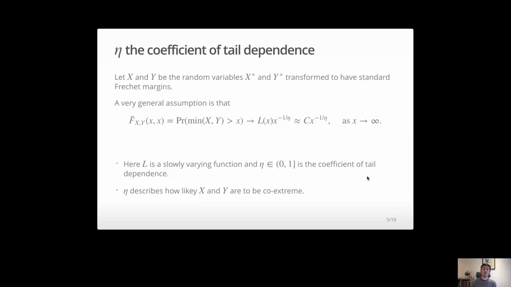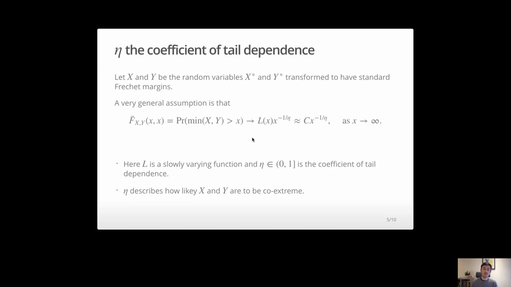So what we're going to do is construct a measure eta that is going to describe our dependence between two random variables at extreme levels. And we're going to be considering those on our standard Frechet margins. So here we're assuming x and y are both Frechet, where we've obtained these from our original sequences, which I'll call x star and y star. A very general assumption on these transformed random variables is going to be that their joint survivor function, evaluated along the diagonal, so evaluated at x, x here, can be described by a slowly varying function L multiplied by x to the minus 1 over eta.